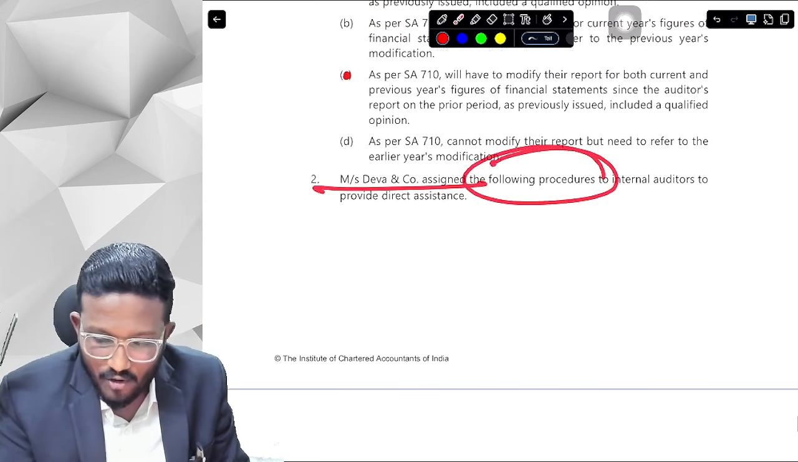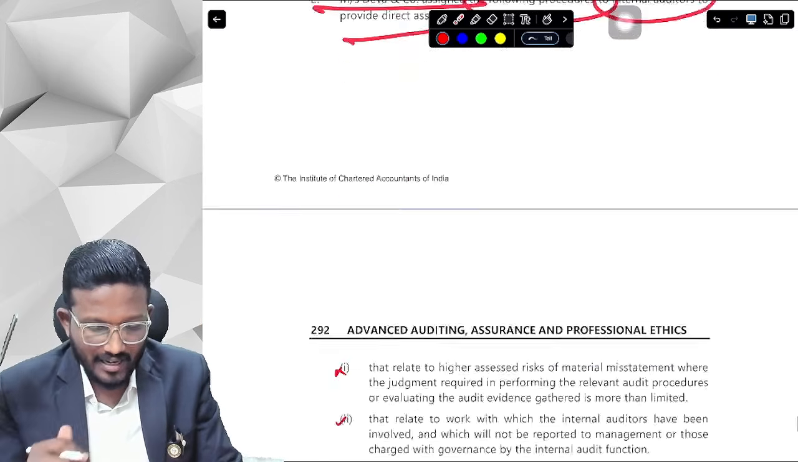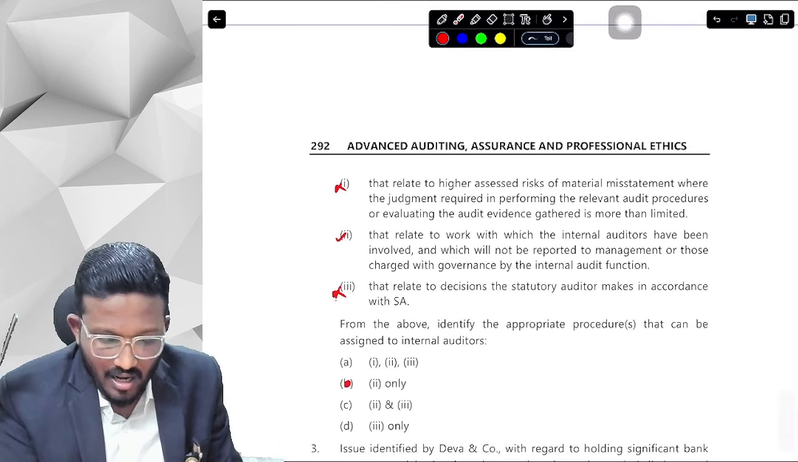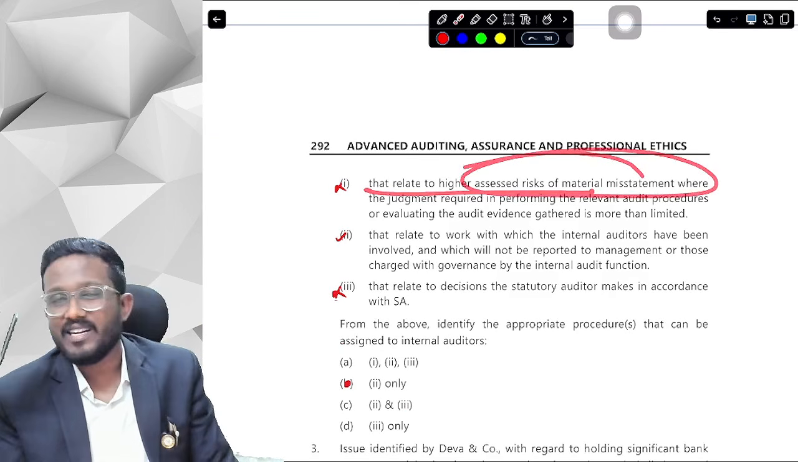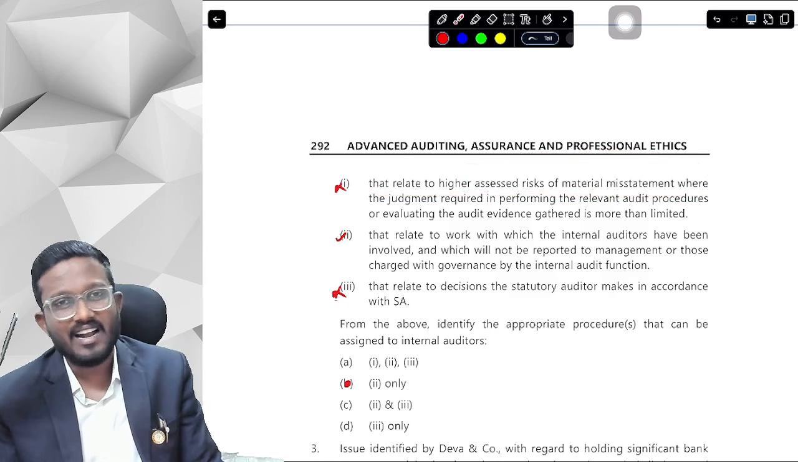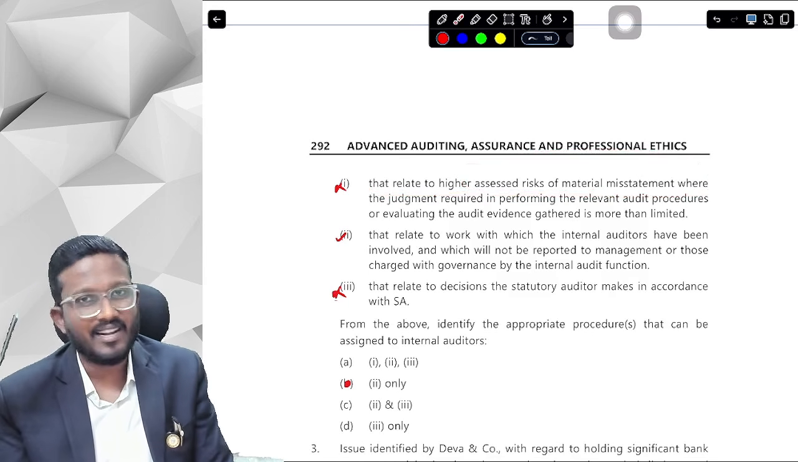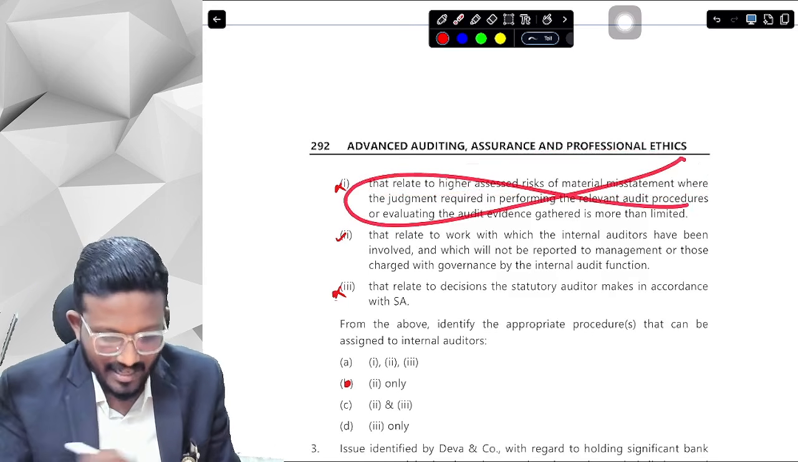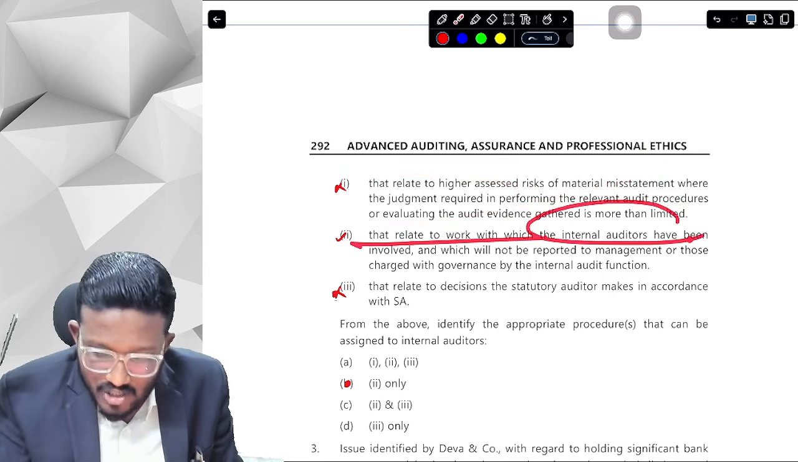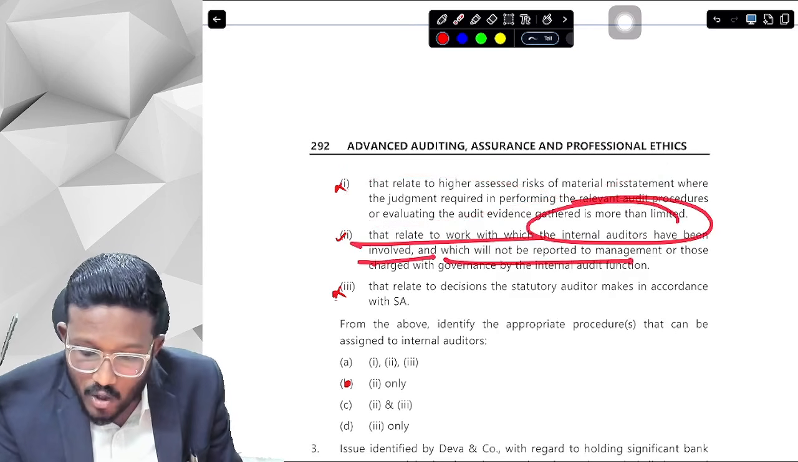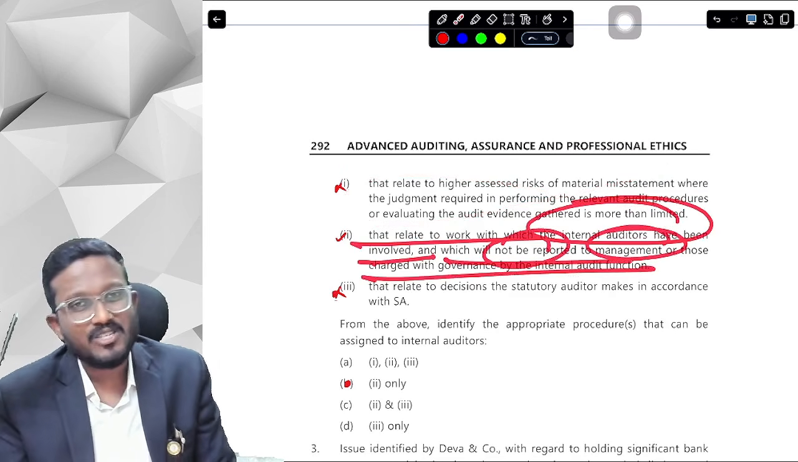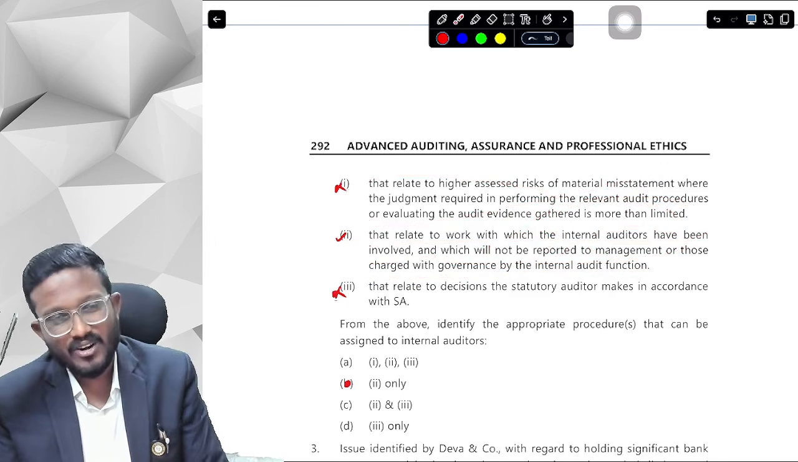Mrs. Day and Company assigned the following procedures to the internal auditor to provide direct assistance. What did we assign, sir? First of all, that which relates to higher assessed risk of material misstatement. No sir, we cannot assign anything that relates to higher assessed risk of material misstatement to the internal auditor for direct assistance. This is completely wrong. Next, the work in which the internal auditor has been involved and which will not be reported to management or TCWG. Yes, we can use the internal auditor for direct assistance.